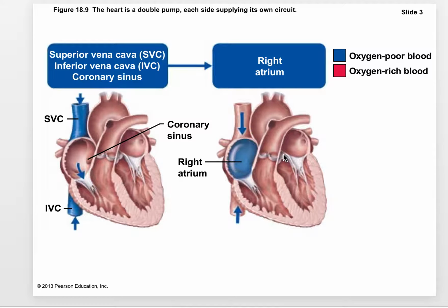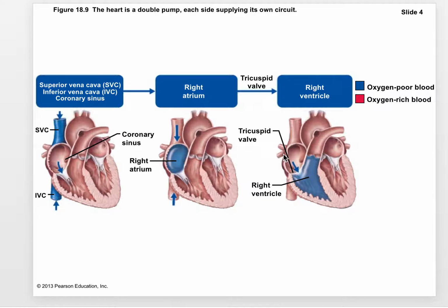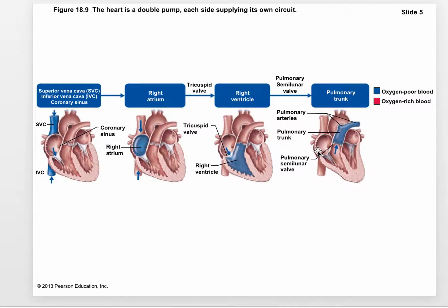Blood flows to the right atrium. Right atrium flows into the right ventricle. Right ventricle contracts, pushing blood up through the pulmonary trunk. Go out the pulmonary trunk. The valves close behind it, so the blood doesn't back up into the ventricle.